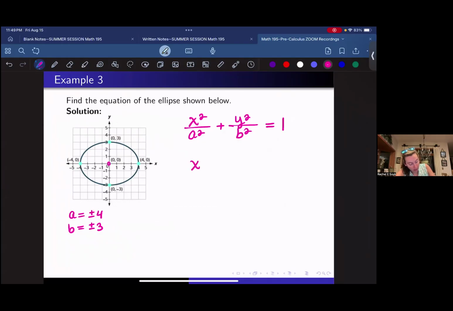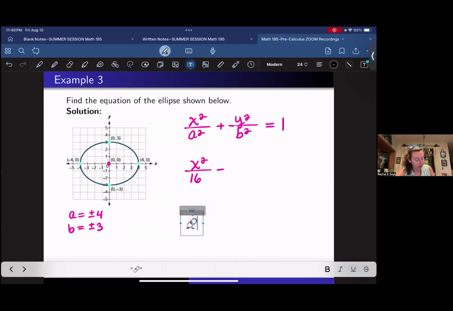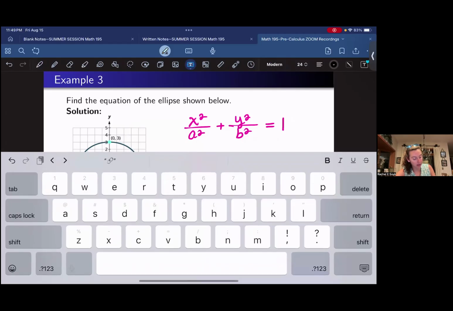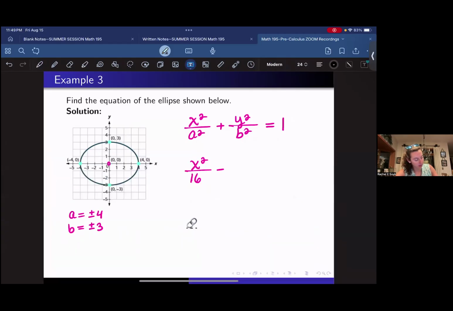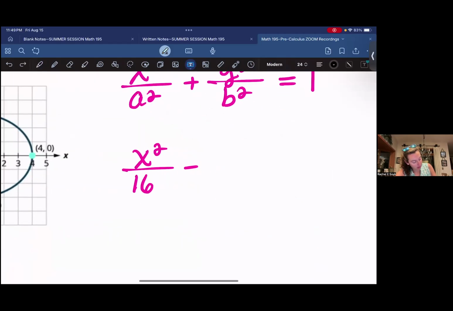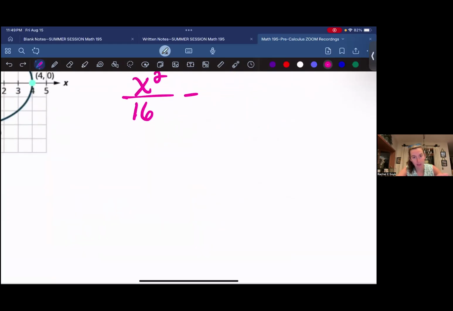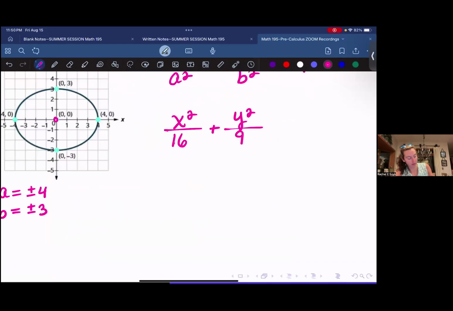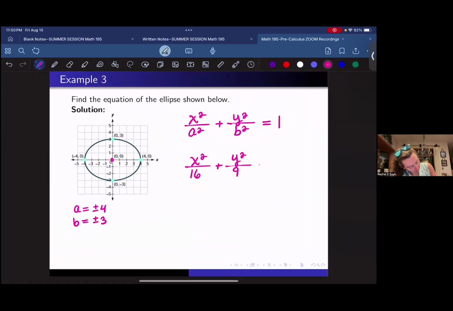So x squared over 4 squared, which is just 16, plus y squared over 3 squared is 9. All right, let me fix this. My pens are glitching. Here, it's better. Is equal to 1. And that's it. We're done.